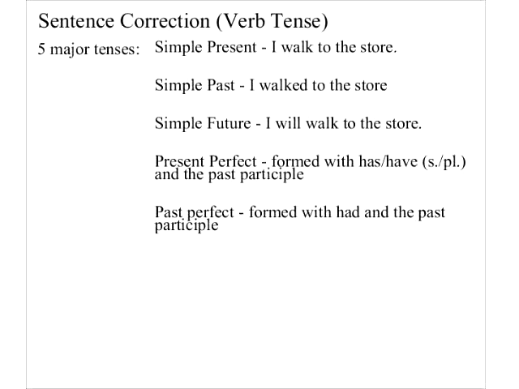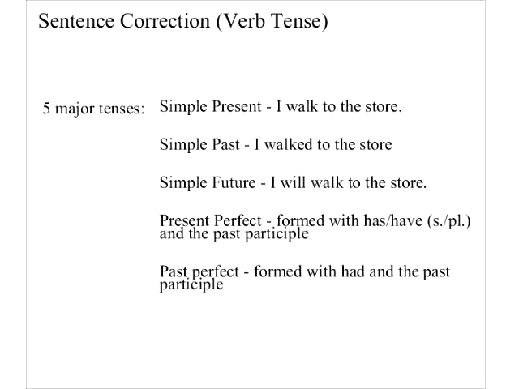So first we start here with the 5 major tenses. Let me move those down a little bit. We've got the simple present, I walk to the store. We use that for both the present and for stuff that is done consistently, right? I walk to the store every day, for example. Simple past, I walked. Simple future, I will walk.